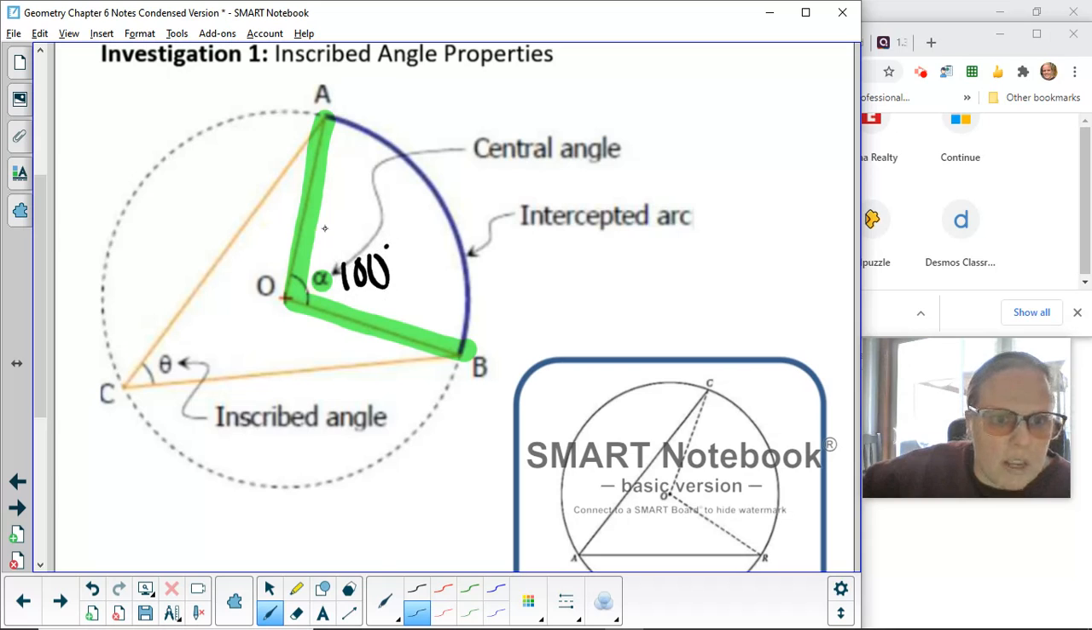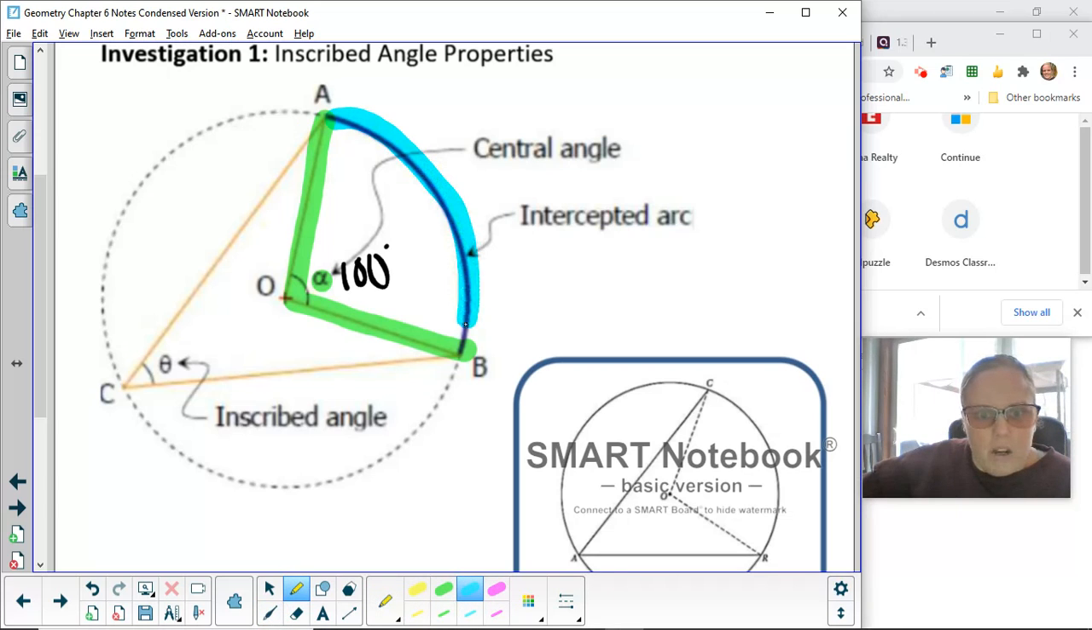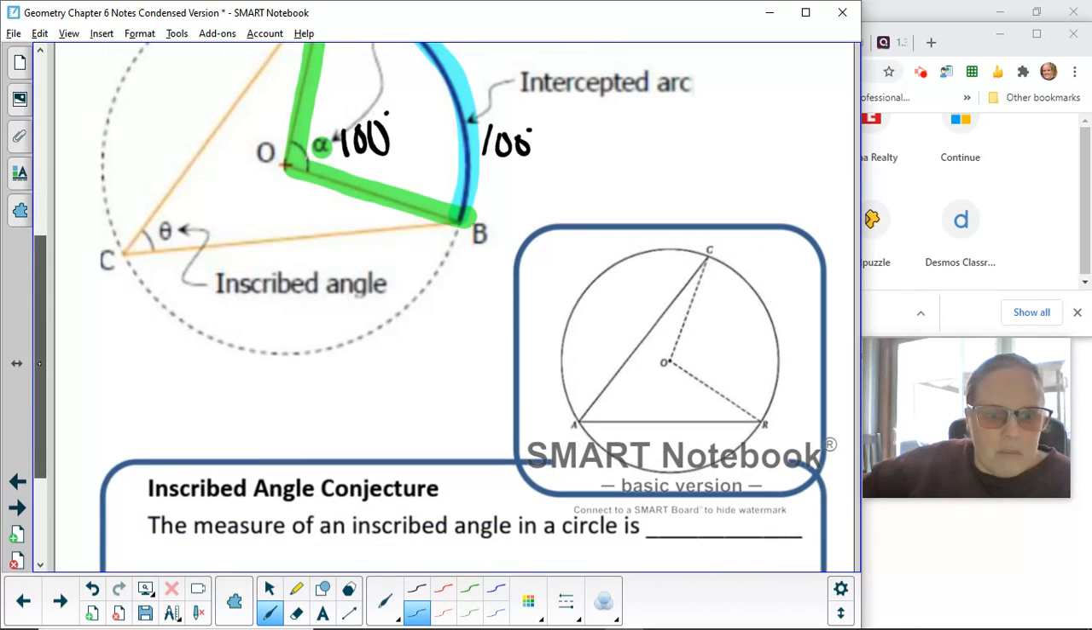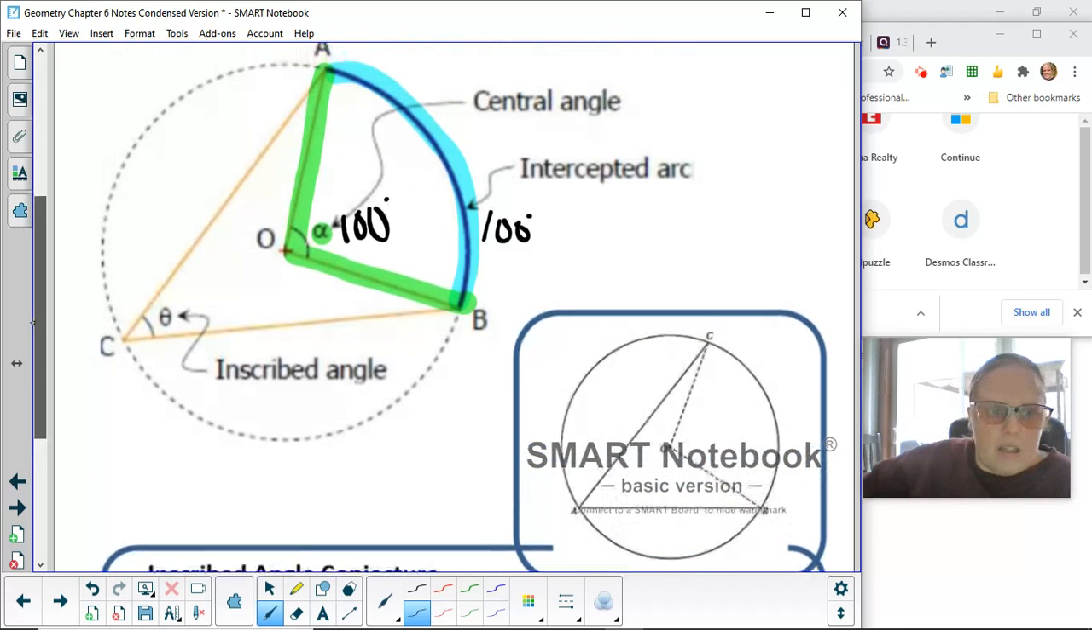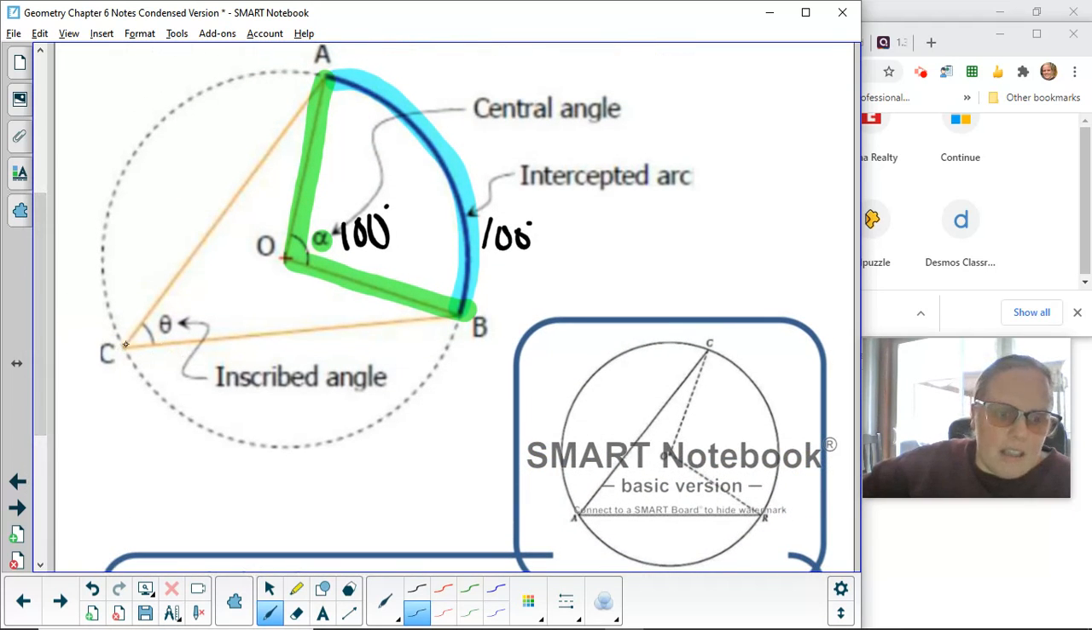Looks like an obtuse angle to me. Then the intercepted arc would also be 100 degrees. That is information that we learned from a previous lesson. But now we're looking at the inscribed angle. And when we look at the inscribed angle, remember, it is the one where the vertex is on the edge of the circle, and then the sides make up chords.